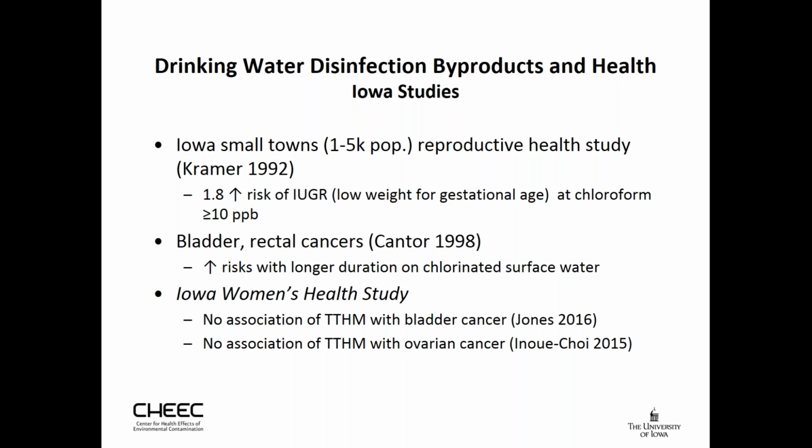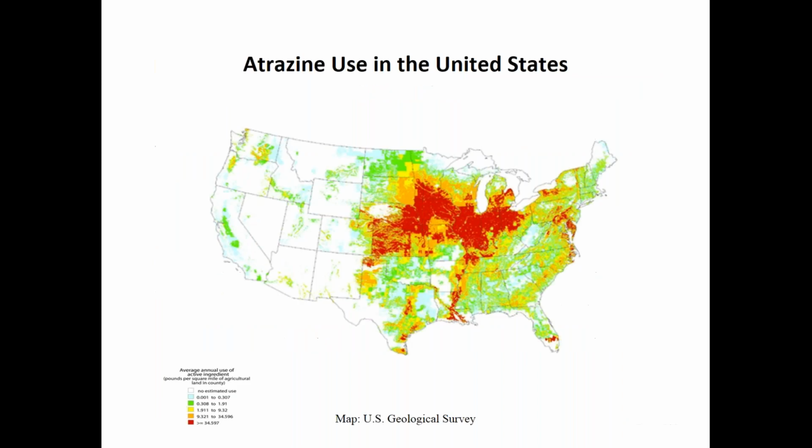10 parts per billion. Another study by Ken Cantor at the National Cancer Institute in the late 90s found an increased risk for bladder and rectal cancers with longer duration on a chlorinated surface water source. Now again, being epidemiology, in the Iowa Women's Health Study, which I've already talked about, we found no association of trihalomethanes with either bladder cancer or ovarian cancer.